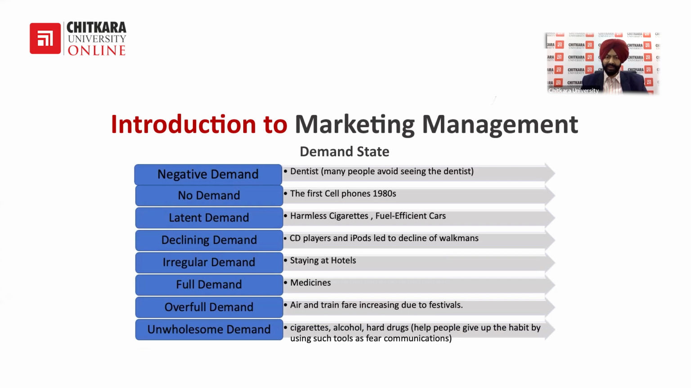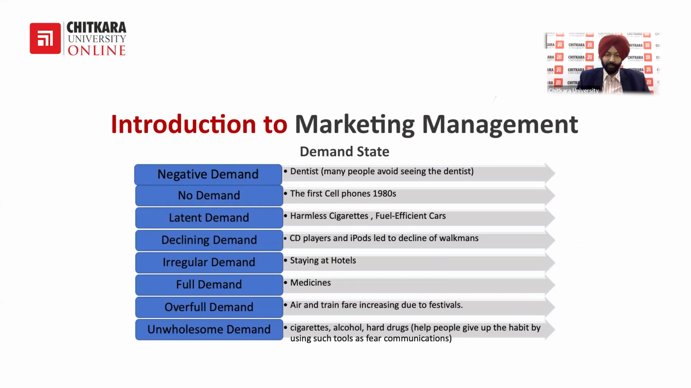Let's also try and understand full demand. The example that I can think of right now is medicine, because when a doctor prescribes you medicine, even if it's expensive, you will not buy any other brand, even if the pharmacist says that I'll give you a substitute, because you trust the doctor. And the other thing is, this is a high involvement product because this is related to your health. Over full demand, we know air and train fares increase during the festival season, and we see a certain spike in the air fares and the train fares as well.